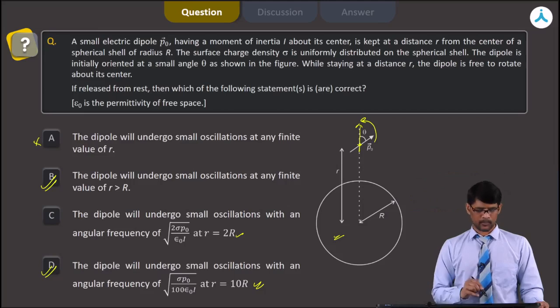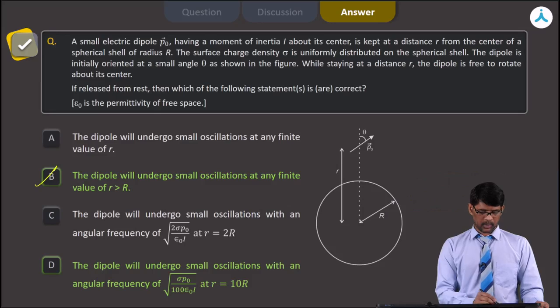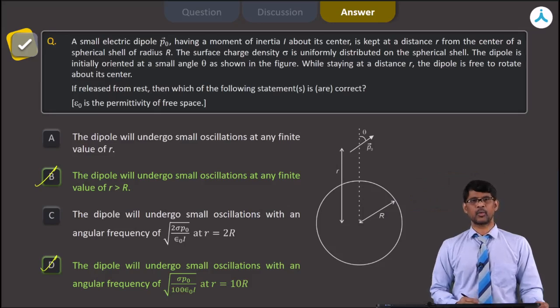So what we are getting, option B and option D are the correct answers for this question. We can verify here on the sheet provided. Well, option B and D are the correct answers for this question.